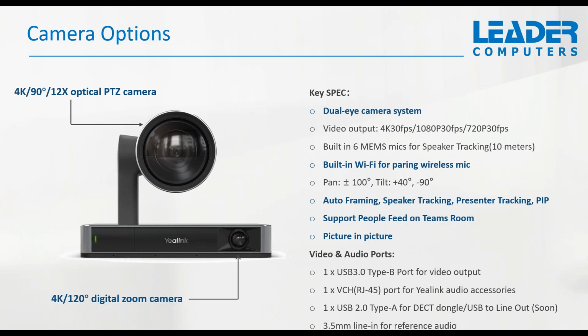Now, one of the great things about this camera is not only can we do auto framing and speaker tracking, but we also have AI features such as presenter tracking and picture-in-picture. We can utilize both lenses in a picture-in-picture mode where we can use the digital zoom camera, so the camera down the bottom of the base, to pick up the entire meeting room, and then use that optical zoom camera for speaker tracking so we can pinpoint directly on the person that is speaking. Another thing that this camera has is support for people count.